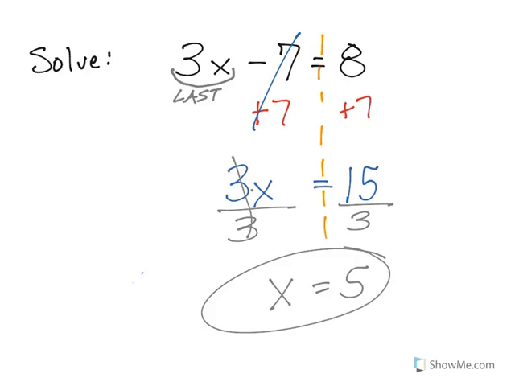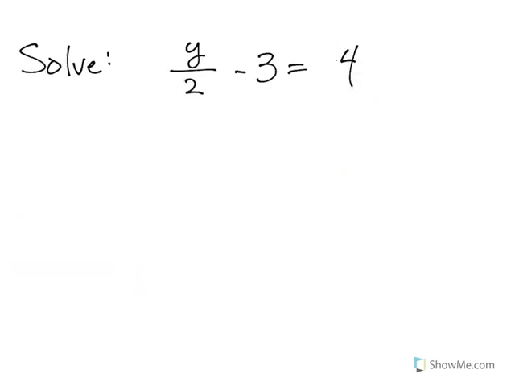You can always go back and check your work. 3 times 5 minus 7. Well, that's 15 minus 7, which is 8. That's what the right side is, so I know I'm correct, right? So if you have the time, checking your work is positive. Okay, let's do another one.